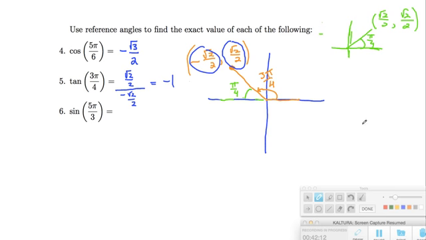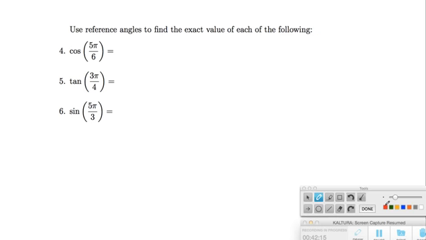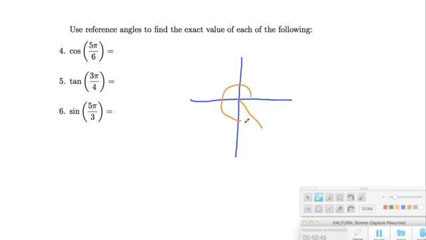Now for sine of 5 pi over 3, let's think about what's going to happen here. Well, 5 pi over 3 is almost 2 pi, right? Remember that a complete rotation is 2 pi. If that had been 6 pi over 3, it would have been a complete rotation. So when we rotated for 5 pi over 3, we almost made it back to 2 pi. We were just shy of it, like that. This is the angle of 5 pi over 3.